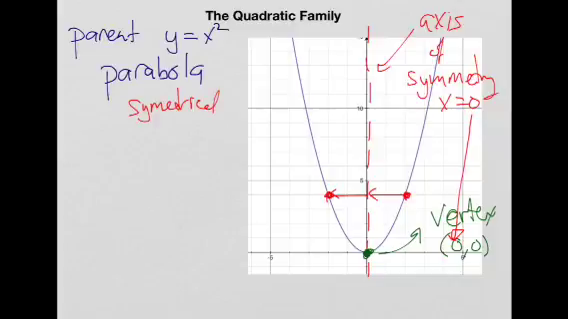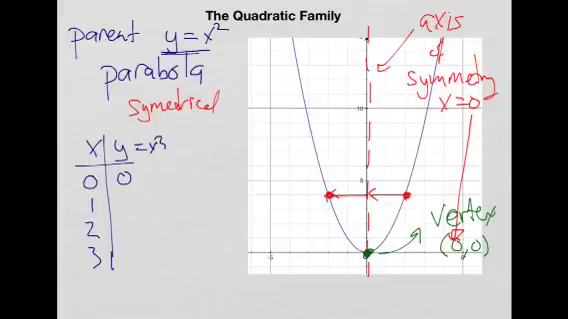To help with the general shape of this parabola, I'm going to look at some values. So I'm going to make an xy table here quickly. If we look at 0, 1, 2, and 3, and plug them into my function y equals x squared, 0 squared is 0, 1 squared is 1, 2 squared is 4, 3 squared is 9, which are our points. (0, 0) is the vertex. We have (1, 1), (2, 4), and then (3, 9).